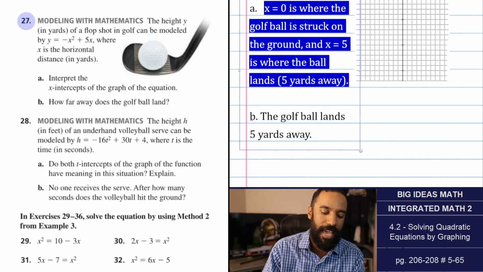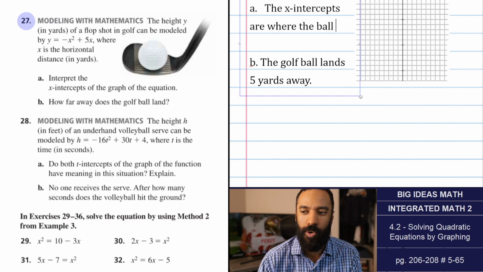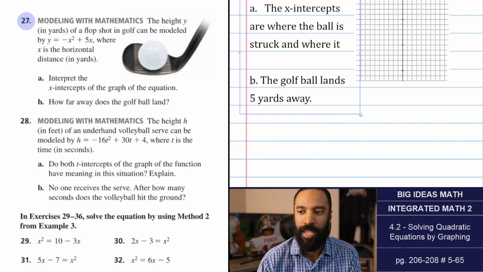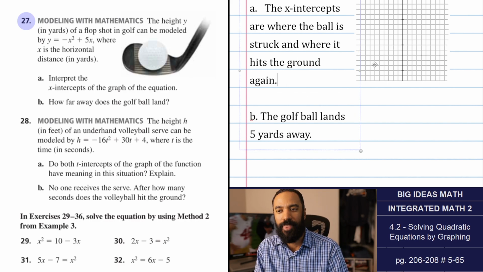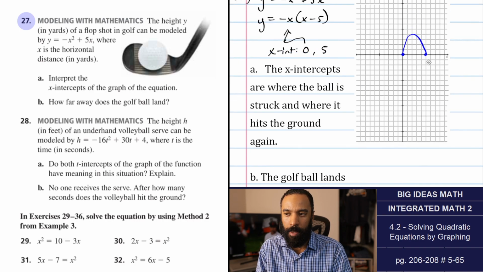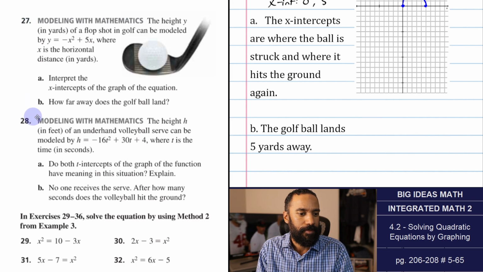So how about that? The x-intercepts are where the ball is struck and where it hits the ground again. And then the golf ball lands 5 yards away because that's where it hits the ground again. I like that. All right, number 28.